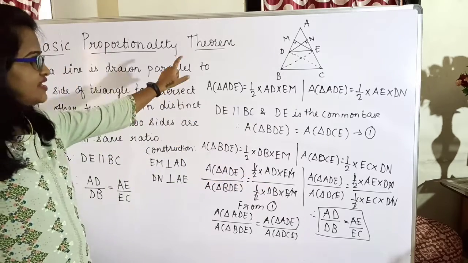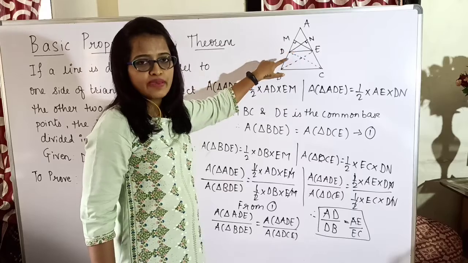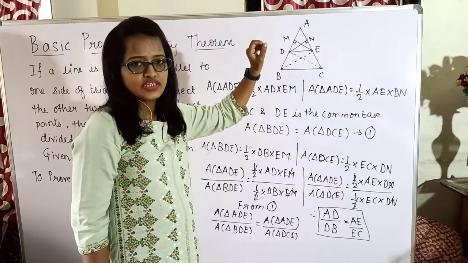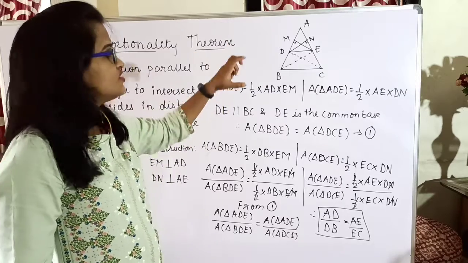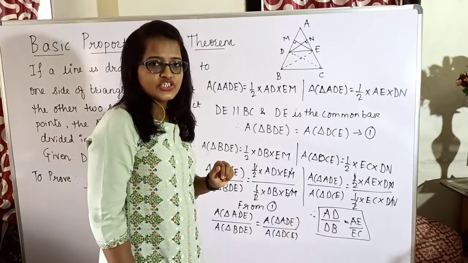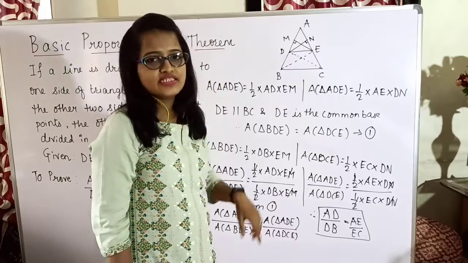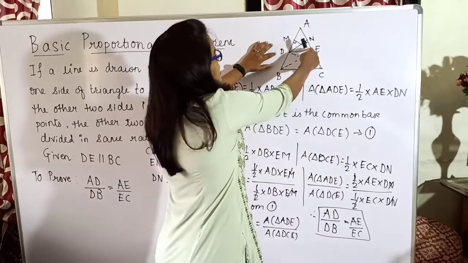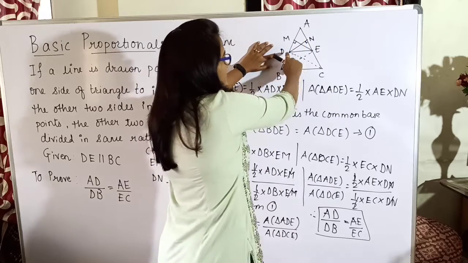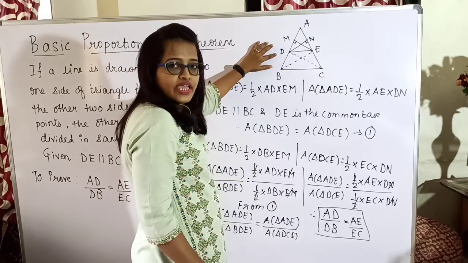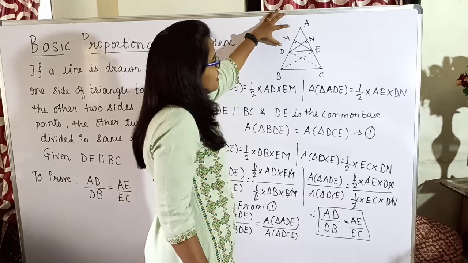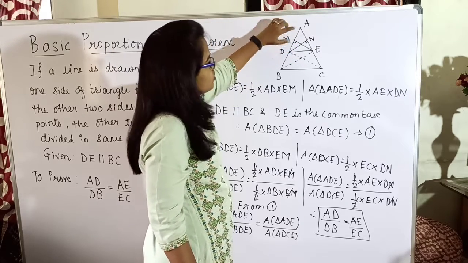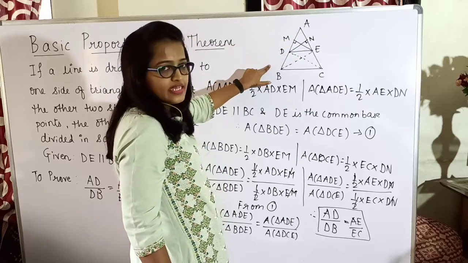So what does the theorem say? It says if you are drawing a line which is parallel to one side of the triangle intersecting the other two sides at two distinct points, then that line is dividing the sides in the same ratio. So AD by DB equal to AE by EC has to be proved. So what we have done, we have made one extra construction. We have drawn EM perpendicular to AD and DN perpendicular to AE. Now EM, even though it is perpendicular to AD, since AD and DB are the same line, that perpendicular will be for line DB as well.